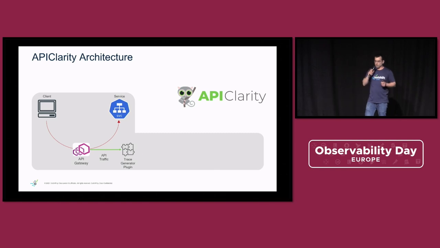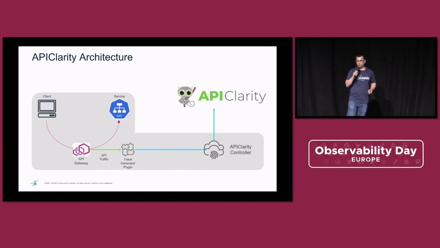We install a trace generator plugin in the API gateway, inside the customer's Kubernetes cluster. This plugin generates traces from the actual API calls and sends those traces to a controller. The controller is also running inside the customer's cluster. This controller gets the traces from the plugin, analyzes the traces, creates security insights, and sends those insights to the backend, and then the customer can view it using the UI.